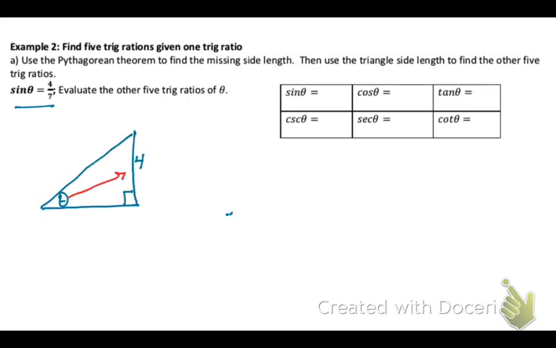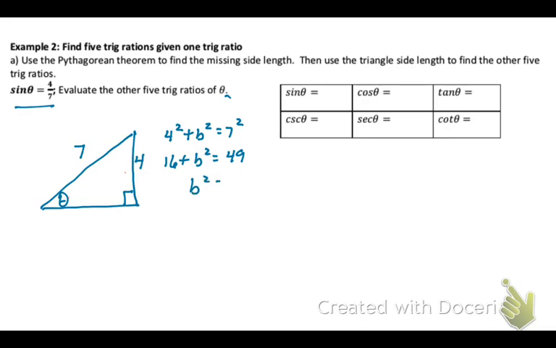Label one of the angles theta, not the right angle, one of the other acute angles. And then label the side that is opposite 4. And then label the hypotenuse 7. Now you can see you're missing a leg. So let's set up an equation using the Pythagorean theorem. So 4 squared plus b squared equals 7 squared. 16 plus b squared equals 49.